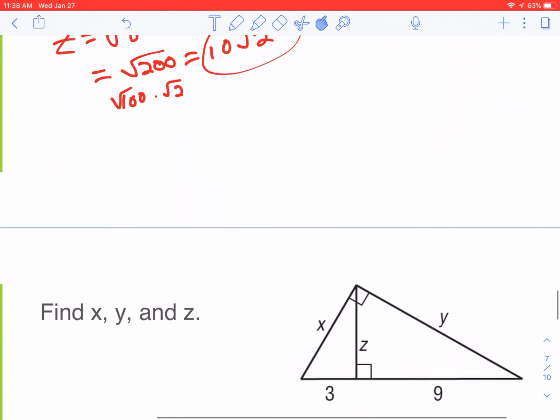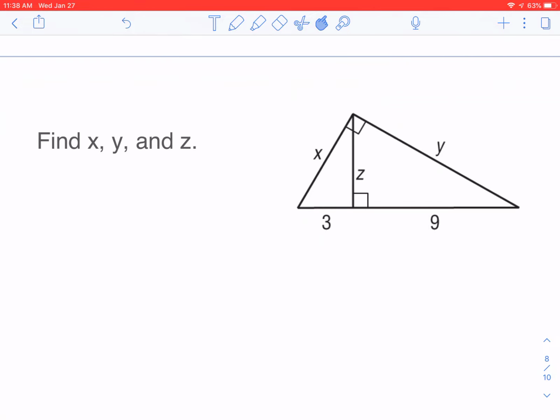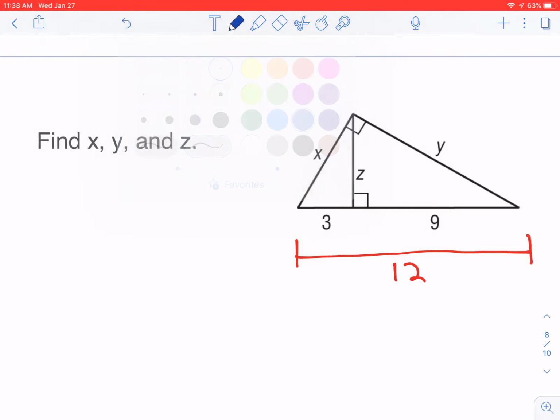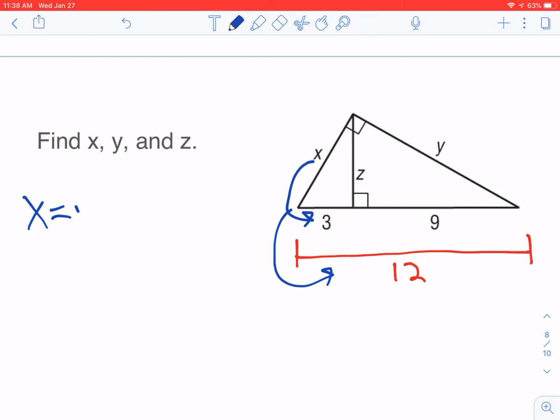All right, let's try another one. We're just going to do a bunch of these and keep practicing. First thing I need to do is draw my bar, which is going to be 12, 3 plus 9. I'm going to start with x. X is going to make 2 turns. So x will equal root 3 times root 12, which is root 36, which is actually 6. So x will equal 6.